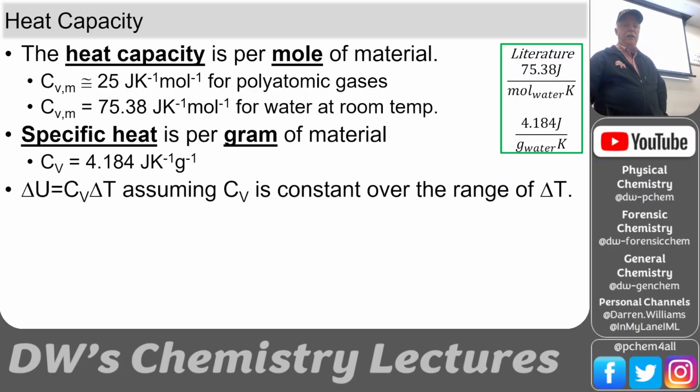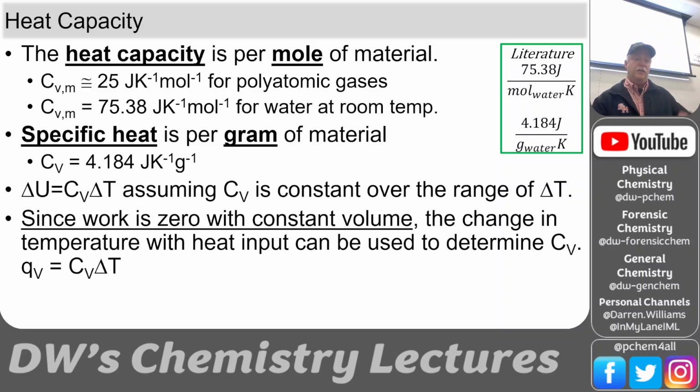And then we have the internal energy. So if we know the CV, we can multiply by the delta T, and we can get the internal energy of a substance. And so since work is 0 at constant volume, the change in temperature with heat input can be used to determine CV. And so that's one of the things that we'll do in our calorimetry labs.